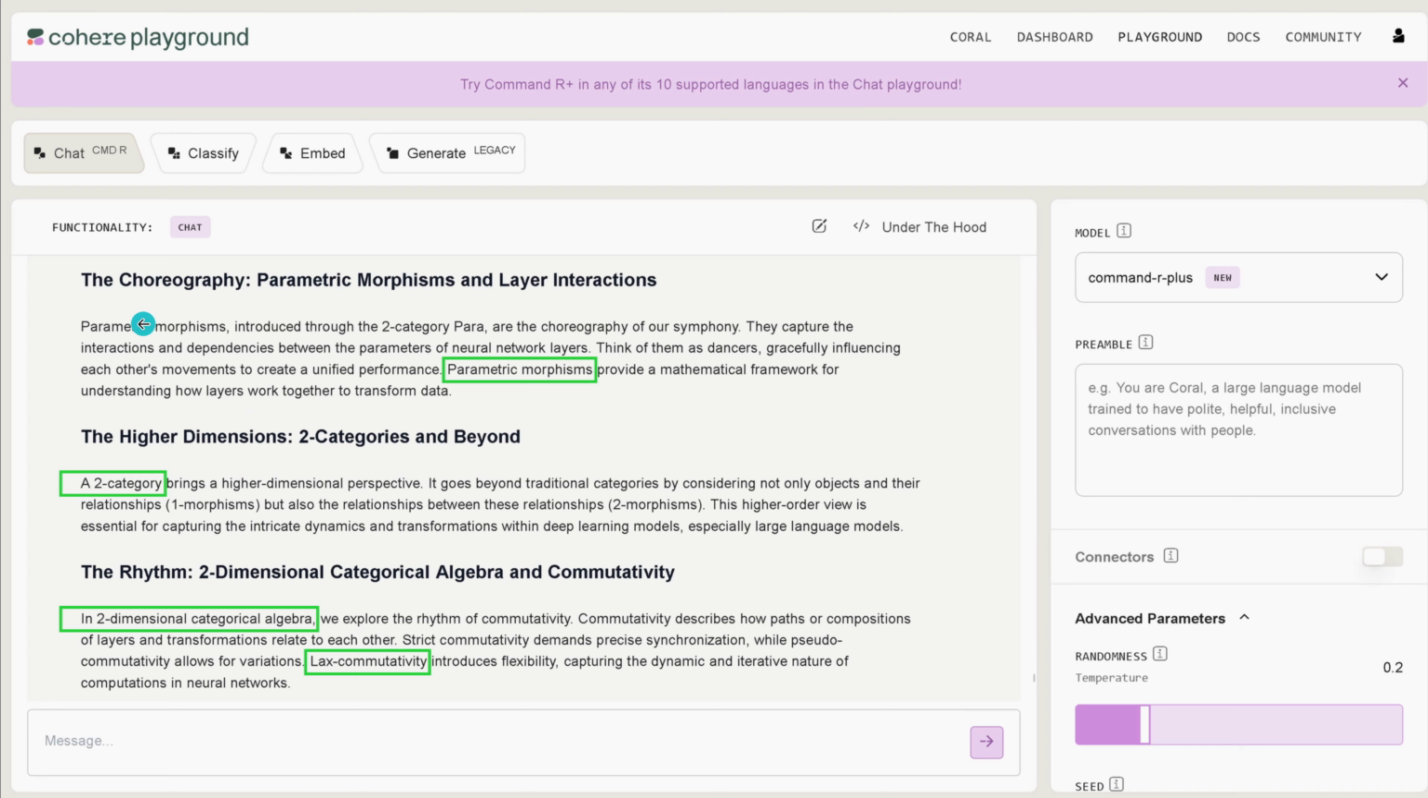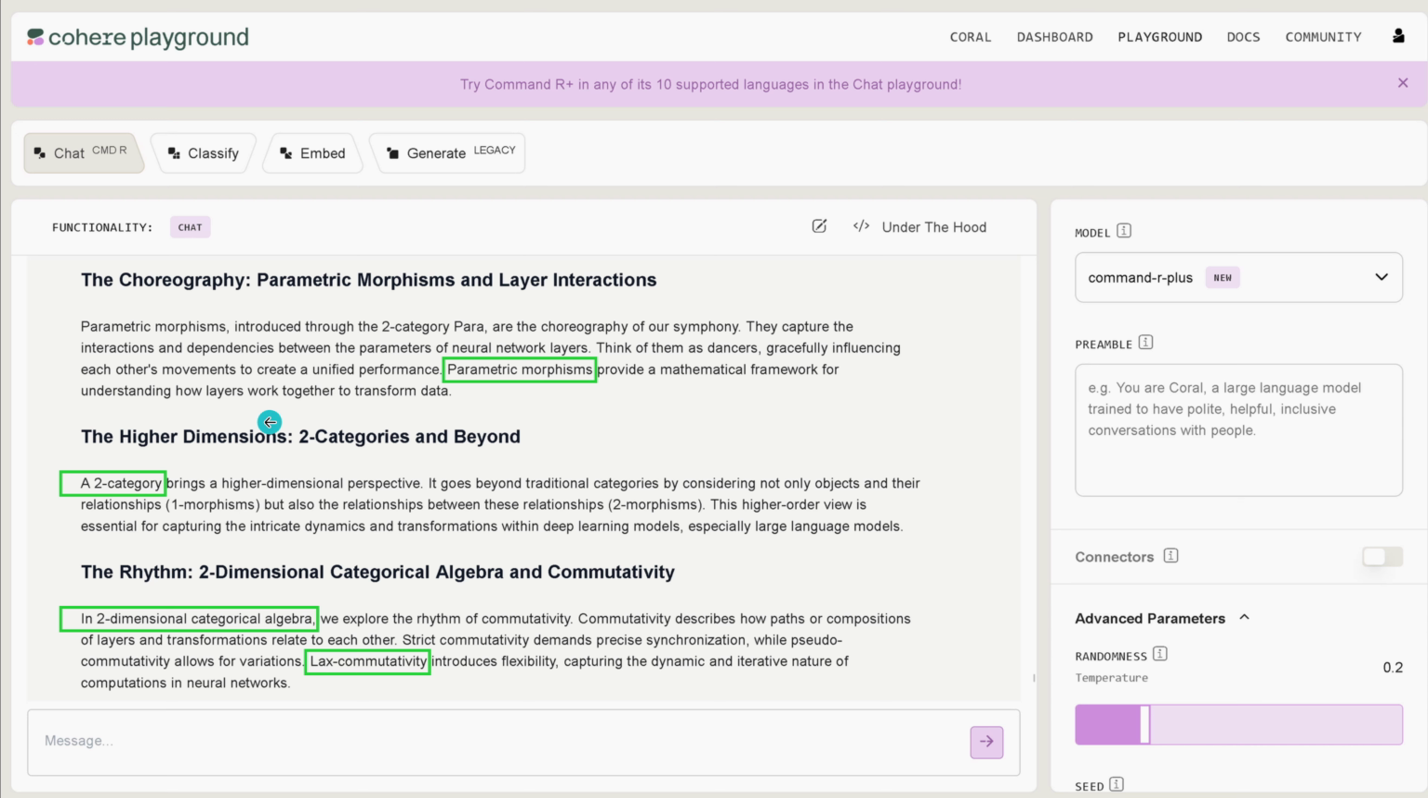Then we have the choreography. And here R-plus says, hey, we have here the parametric morphism and the layer interaction of our neural network. This parametric morphism gives us a beautiful description of a mathematical framework for understanding how the layers work together to transform data, but now in a completely mathematically defined picture.